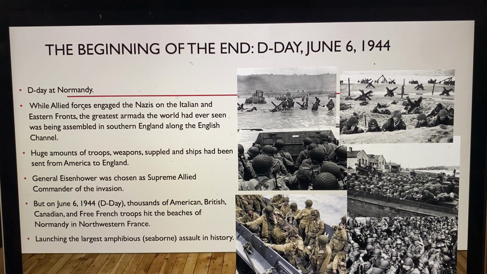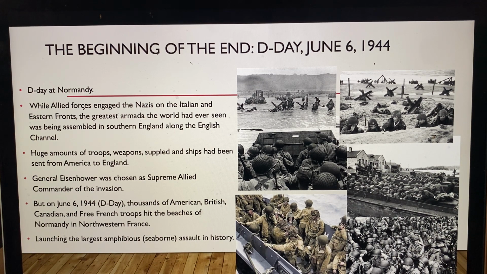So the beginning of the end we call D-Day. D-Day was a fantastic victory for the Allies. And especially when we say D-Day, we just smile as Americans, knowing that we came in and basically brought victory and hope into Europe. So D-Day is June 6, 1944. And it was at Normandy, which is northern France.